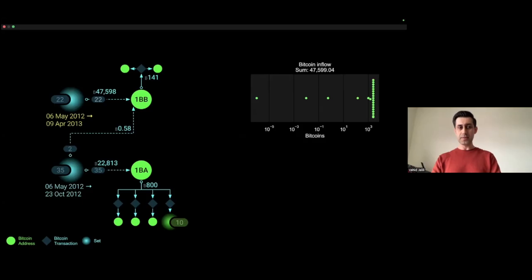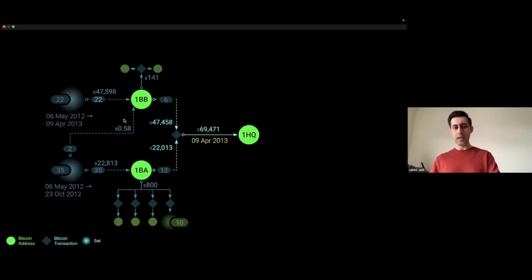At roughly about the same time, between May 2012 and April 2013, another address, 1BB, received about 22 transactions, a total of about 47,000 Bitcoins. And this is the distribution of the Bitcoins it received in terms of the edges. Most of them were a very small amount, but a significant portion of those were over 1,000 Bitcoins per transaction.